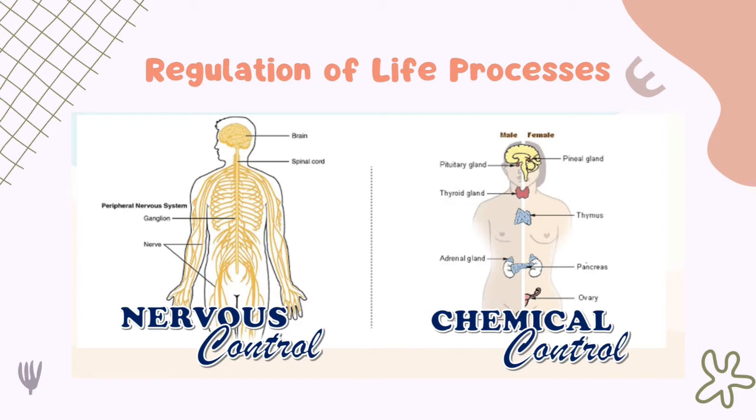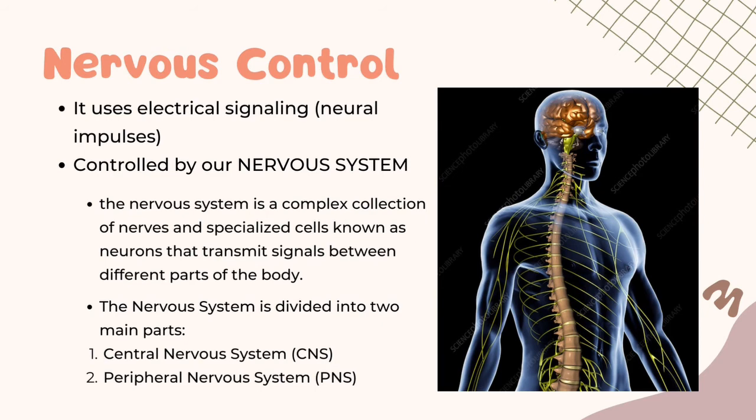Okay, so next we have here the definition for the nervous control, since this is the topic for today and this is what we're going to be focusing more on. We have here the definition and the functions of the nervous control. The nervous control uses signaling or neural impulses, and it is controlled by our nervous system. Always remember that the nervous system is a complex collection of nerves and specialized cells known as the neurons that transmit signals between different parts of the body.